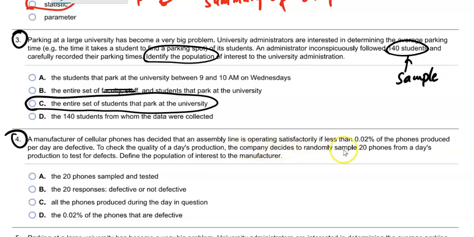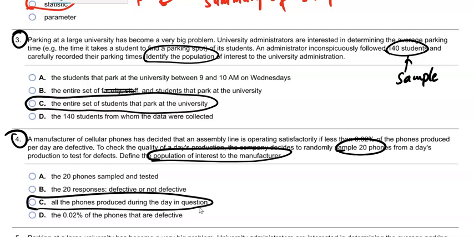The company decided to randomly sample 20 phones from a day's production to test for defects. They choose 20 phones as a sample to check the defects, and this case also defines the population of interest of the manufacturer. What's the population of interest in this case? In this case, the population of interest is going to be all the phones produced during that day.